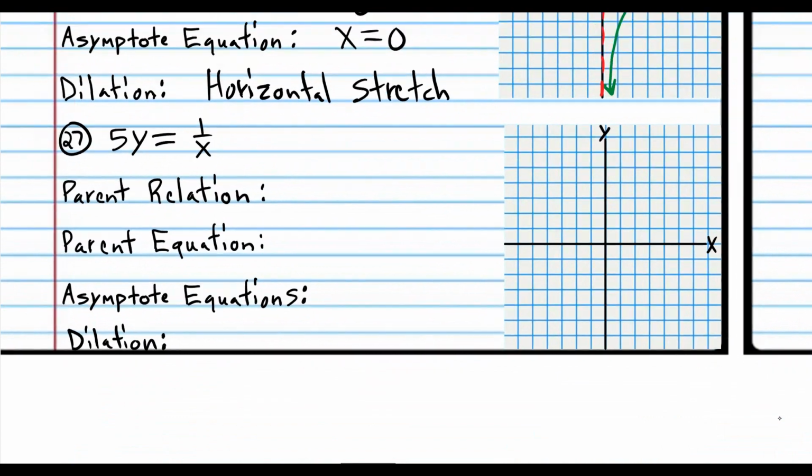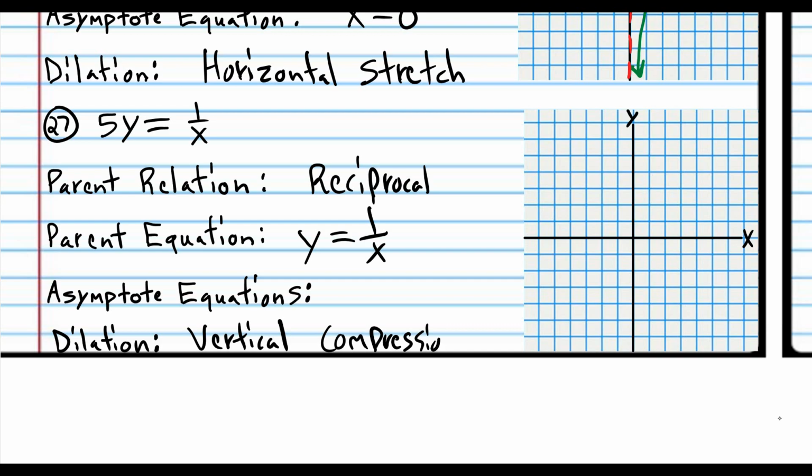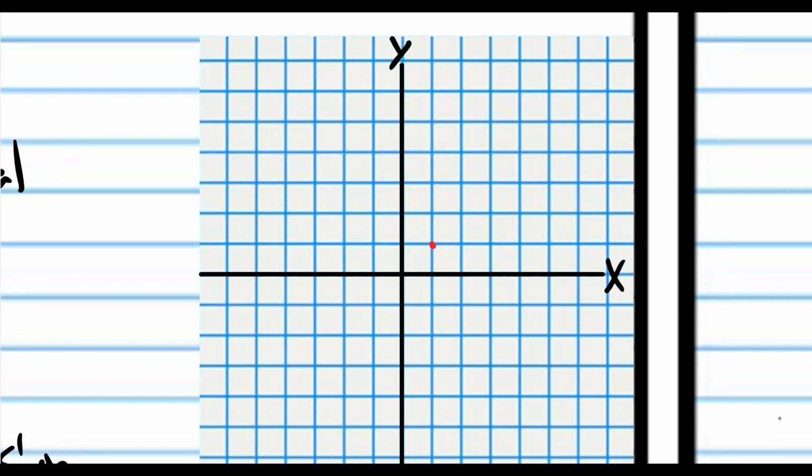Okay, let's try one more of these before you try one on your own. The parent relation is the reciprocal relation because we have a variable in the denominator of a fraction. The parent equation is y is equal to 1 over x, and we're doing something to y, so it's going to be a vertical dilation. And we're multiplying, so it's a vertical compression. So these are our reference points for our parent graph.